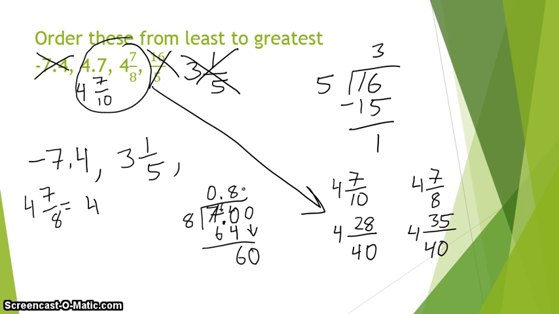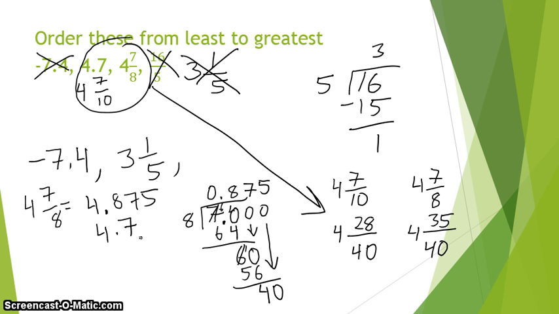Then 8 into 60 will go in 7 times, and then 7 times 8 will give me 56. Again, I'm going to borrow, so 10 minus 6 will give me 4. I'm going to bring down another 0. 8 into 40 will give me 5, and then 5 times 8 will give me 40, and that will end up being a 0. So then I'm going to take this and reunite it with its whole number, so 4.875.